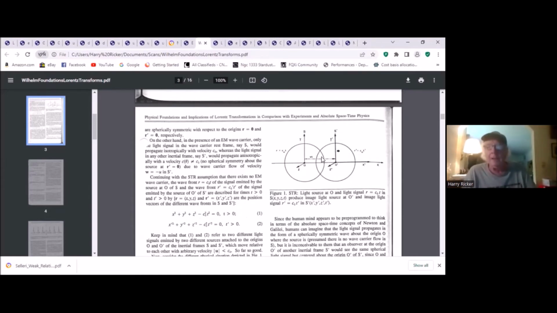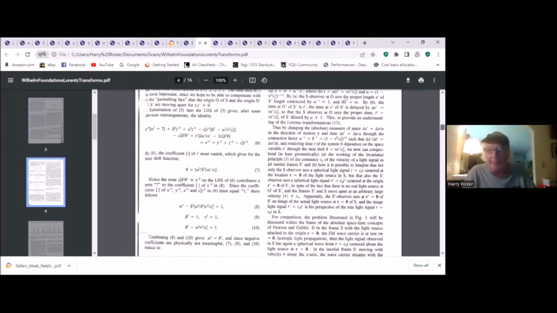All right. And so what Einstein says is I have a physical sphere of light in the S frame, and I have another physical sphere of light in the S prime frame. That's the Lorentz, what he says. That's what his theory says. Wilhelm, who wrote this particular paper, says this is absurd. How is this possible? This can't be. I can't have that.